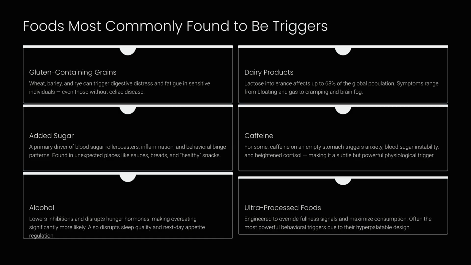Common trigger foods include gluten-containing grains, dairy products due to lactose intolerance, and added sugar, a primary driver of blood sugar instability. Also, caffeine and alcohol can disrupt sleep and appetite. Finally, ultra-processed foods are often powerful behavioral triggers due to their hyperpalatable design.